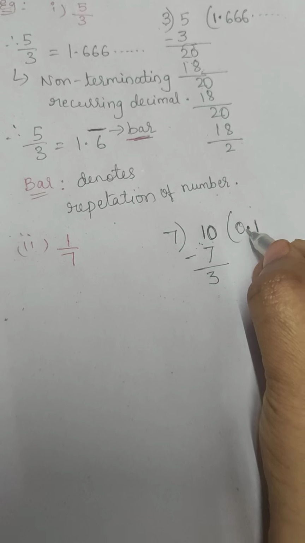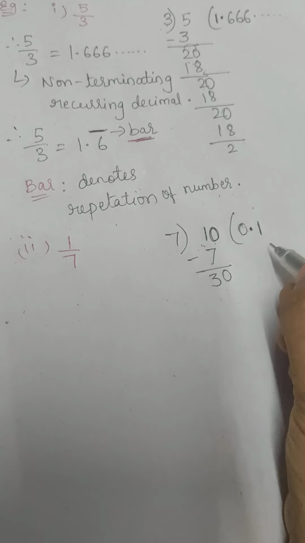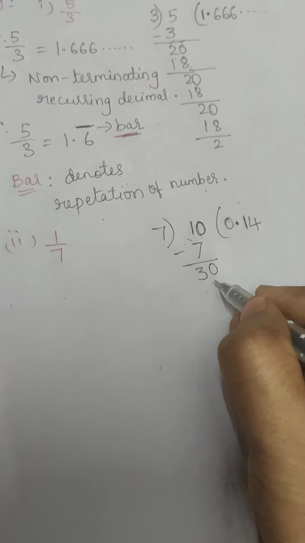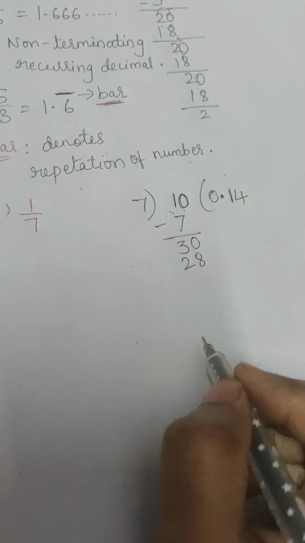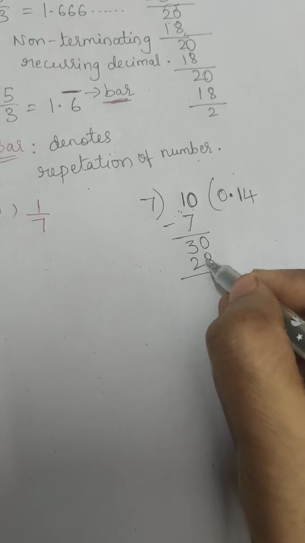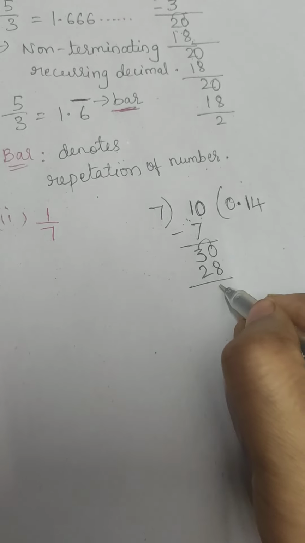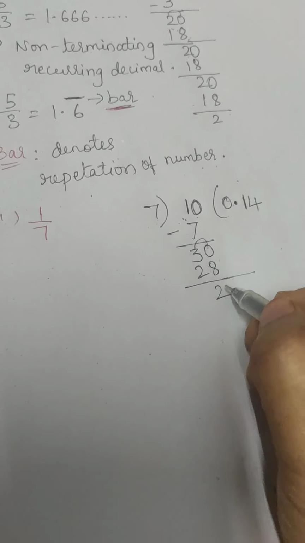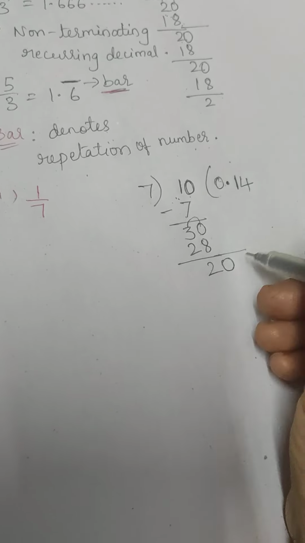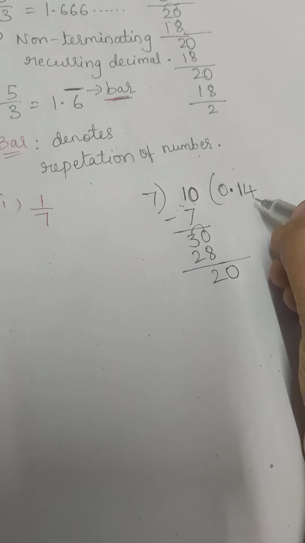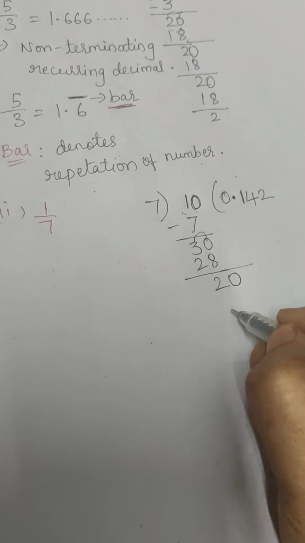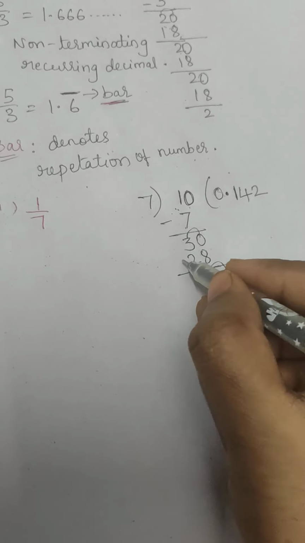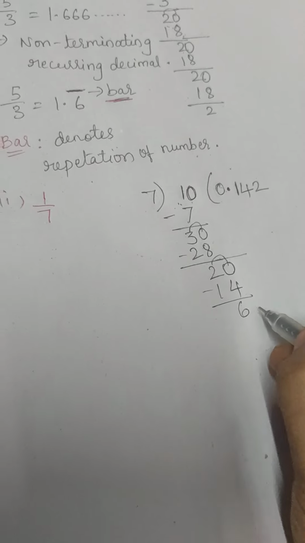As we have a decimal point, we can take one more 0. 7 fours are 28. We get remainder 30 minus 28, 10 minus 8 becomes 2. Again we have a decimal point, so we can take one more 0 here. 7 3s are 21, so not possible. 7 2s are 14. 10 minus 4 becomes 6.